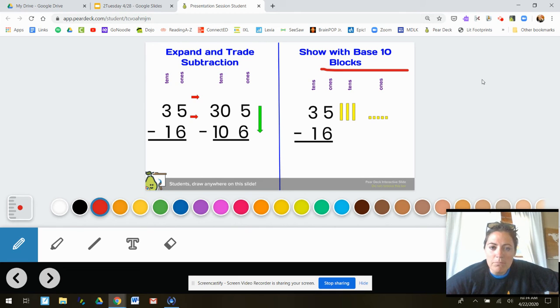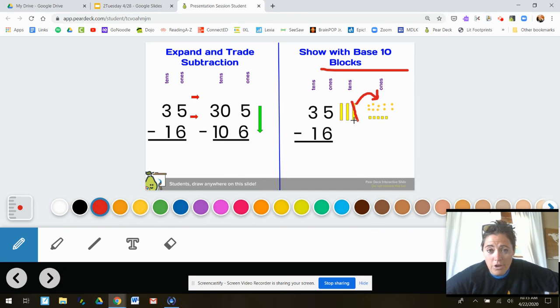So who can remember if I have 5 1s, can I take 6 away? I can't, okay? So I'm going to get rid of this 10, and I'm going to trade it for how many 1s? 10, okay? So 1, 2, 3, 4, 5, 6, 7, 8, 9, 10.